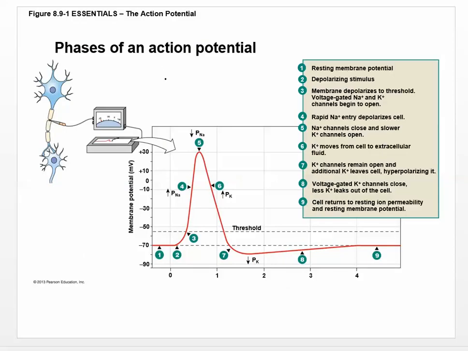Okay, so let's review the phases of the action potential. First phase is down here, you're at resting membrane potential. Remember, you're a little bit leaky to potassium, but the sodium-potassium pump keeps it in this area. The leakage of the potassium and the sodium-potassium pump work together to keep it here. So that's your resting membrane potential, RMP.